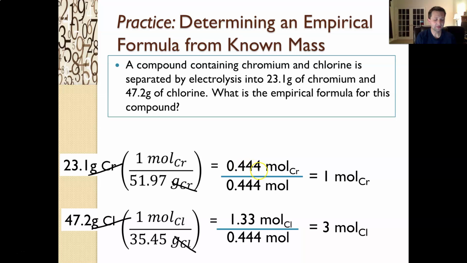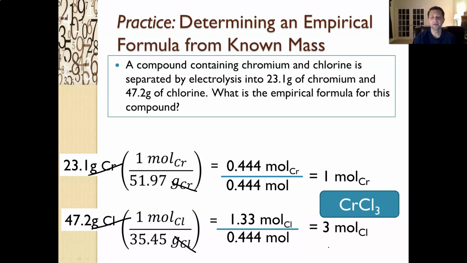Because you're taking the lowest number of moles and dividing by the lowest number of moles, you're always going to have something that comes out to be 1. And then some other stuff that might be 1, or it might be some other numbers. In this case, it's 3. So the mole ratio is 1 mole of chromium to 3 moles of chlorine. So the empirical formula is really easy to write. It's CrCl3.